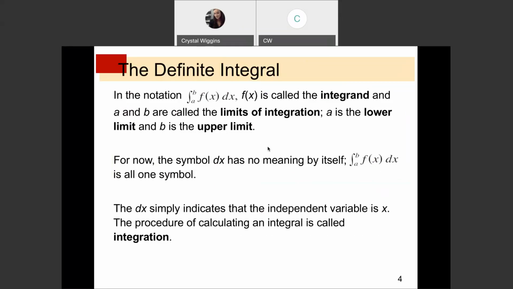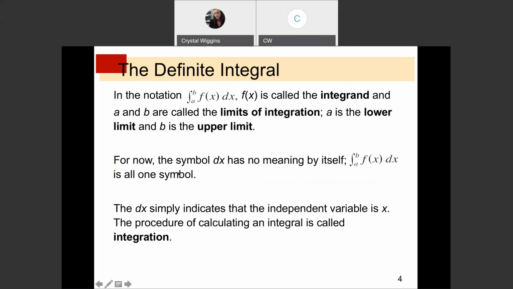The notation: the integral from a to b of f of x dx. f of x is called the integrand. It's the function after the integral. The sign itself is called an integral. A and b are called the limits of integration. A is the lower limit, where we start integrating, and B is the upper limit, where we complete our integration.